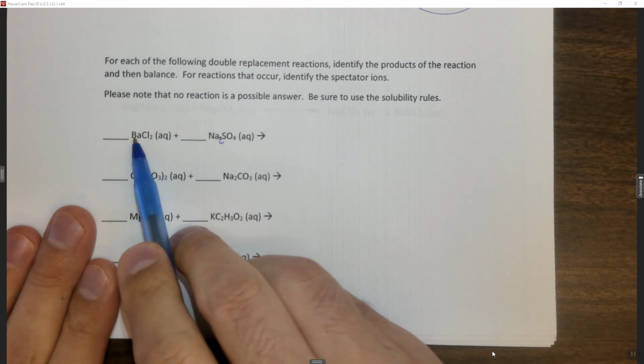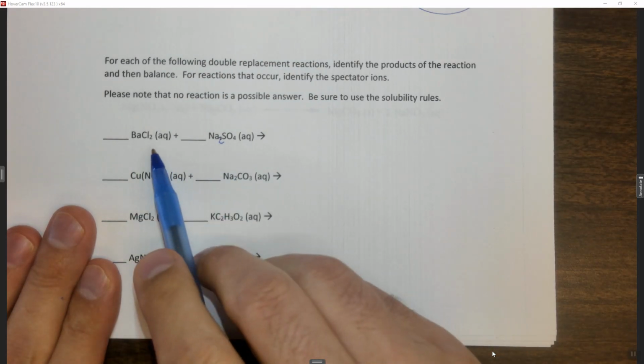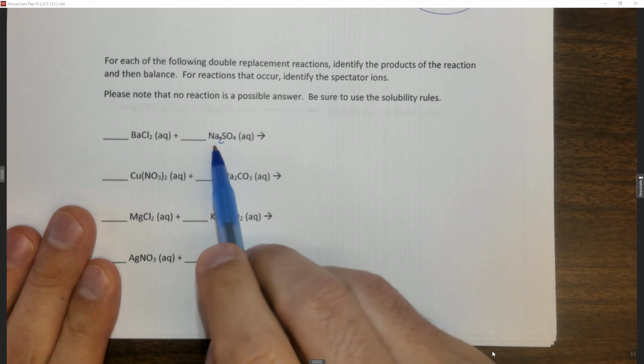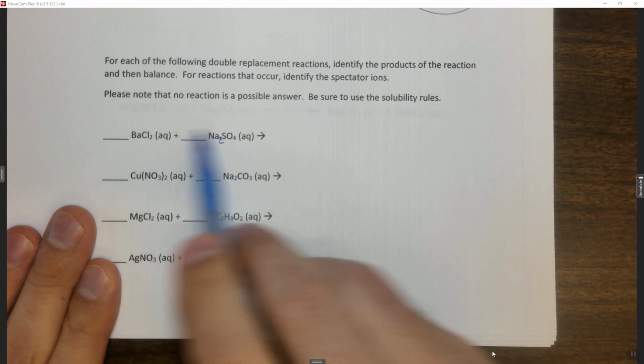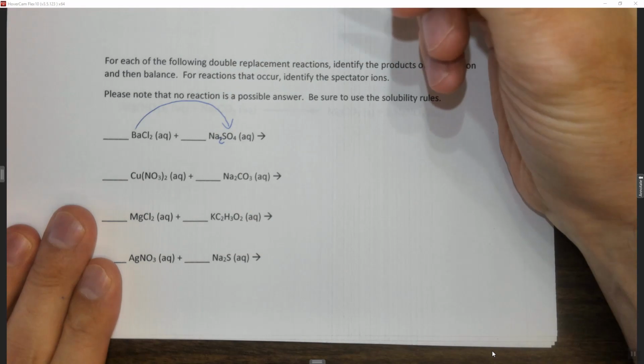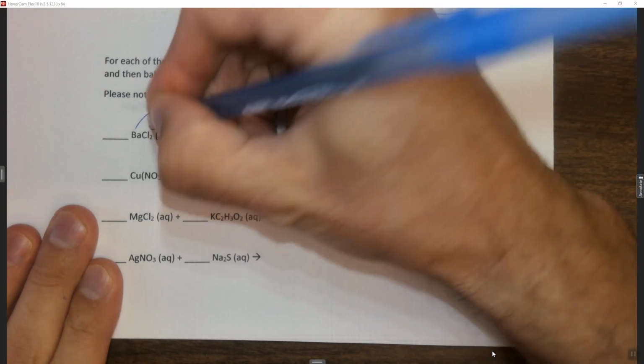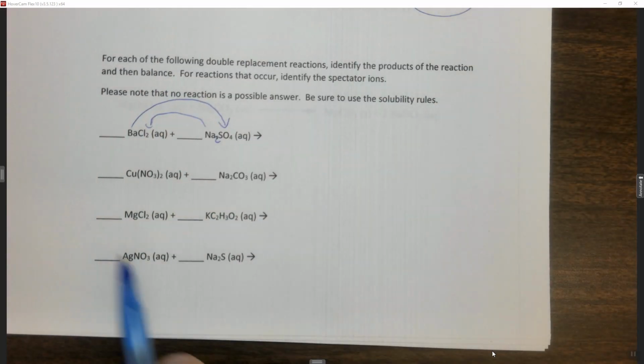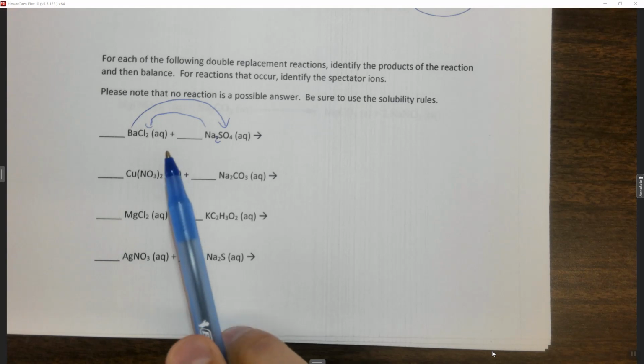So barium has no interest in going with sodium because it's positively charged. It wants to go with sulfate. So barium goes with sulfate. Sodium goes with chloride.